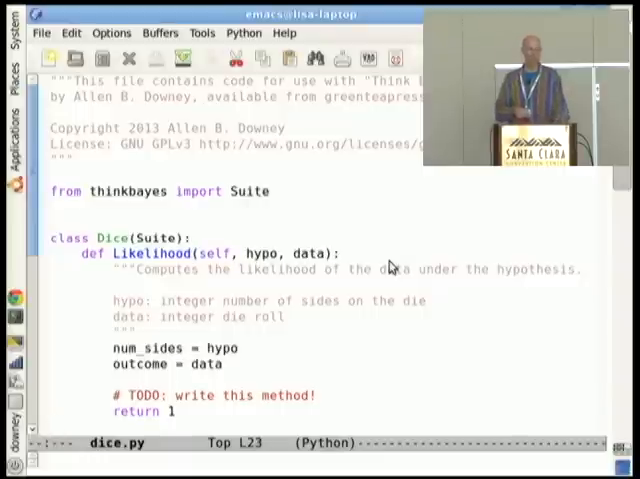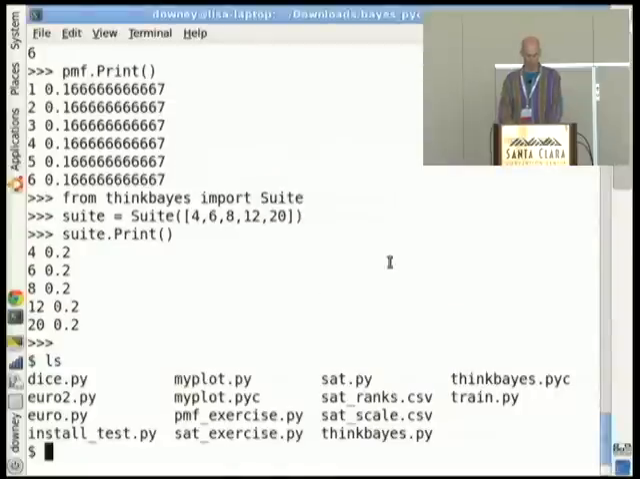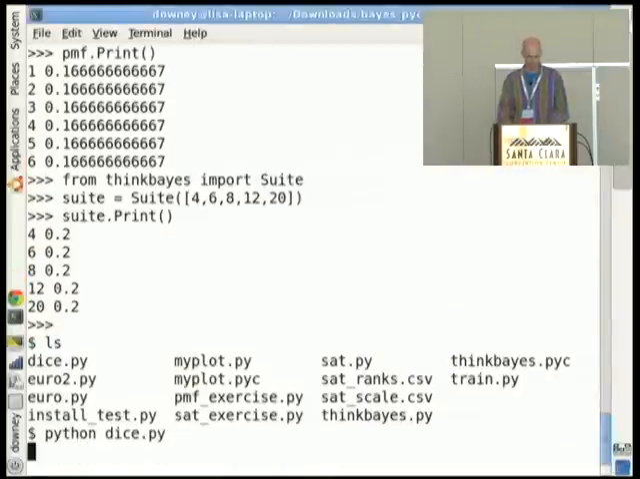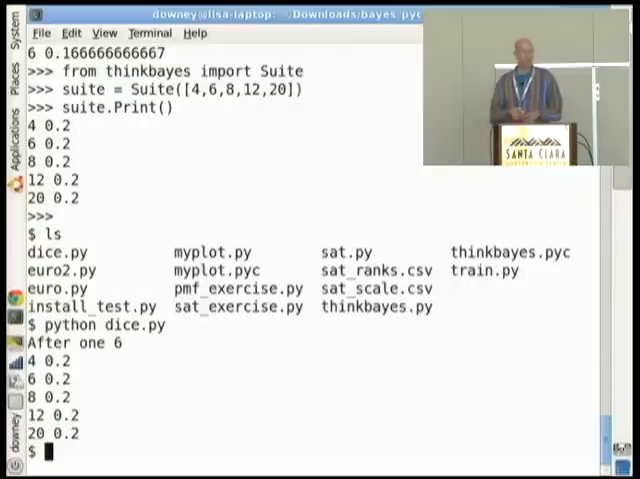I'll come around and answer questions if you need them. And when you're ready to run it, if you run python dice.py, it should give you the posterior distribution. Now, currently, it's not working because the likelihood function is wrong.